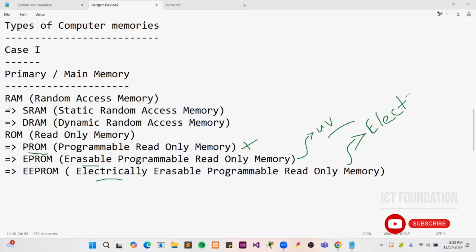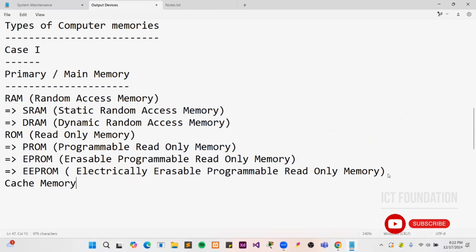By electric power, we can change the coding or the instruction in the EEPROM, and by using UV, we can change the instruction in the EPROM. So this is the general one. RAM and ROM are the two main kinds of memory. Here, we can consider the cache memory also. So cache memory is also considered as the primary memory.